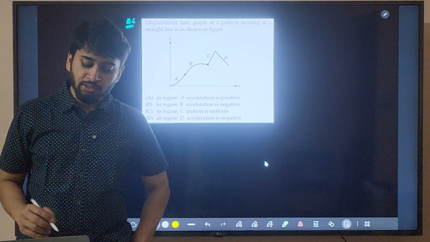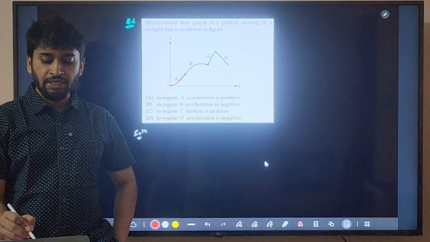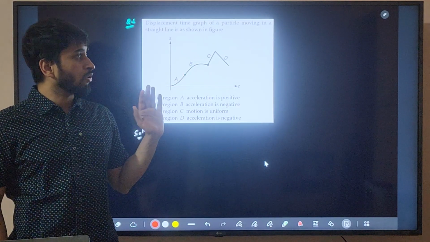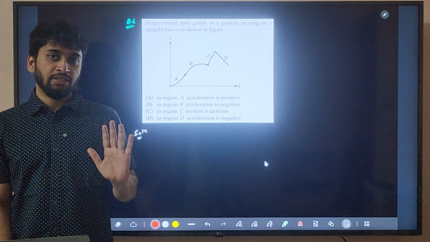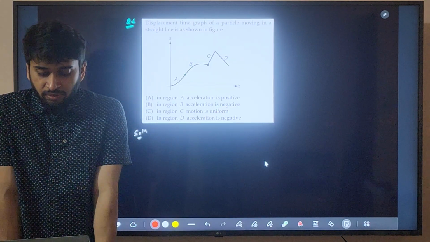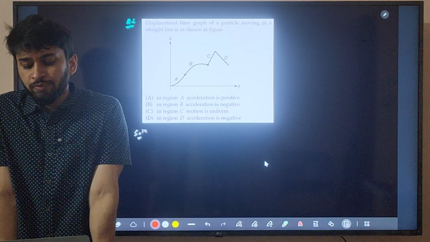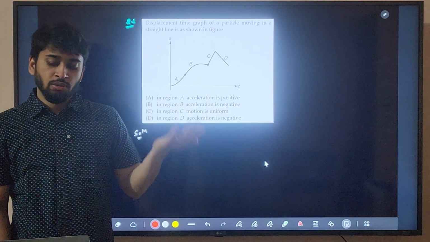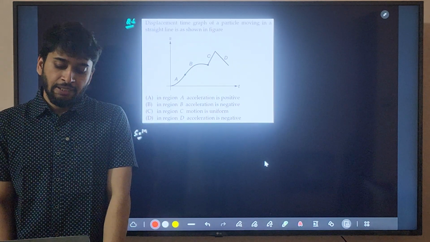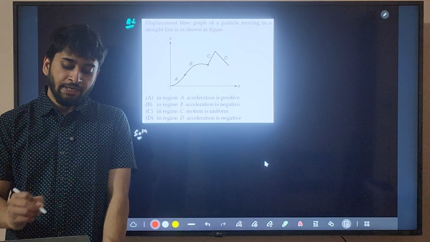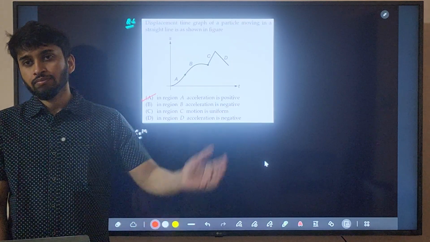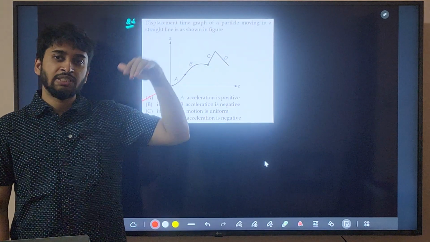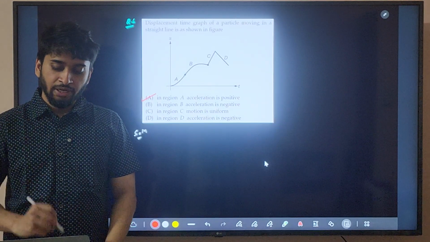They are saying in region A acceleration is positive. That seems correct, because whatever characteristics are valid for a position time graph, the same kind of characteristics are also valid for a displacement time graph. For positive acceleration, the position time graph should be an upward parabola, so the displacement time graph will also be an upward parabola, right? So option A is correct here. Option B, if acceleration is negative, then it should be a downward parabola, basically a decreasing slope should be there. So option B is also correct.